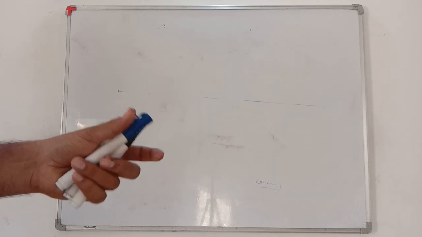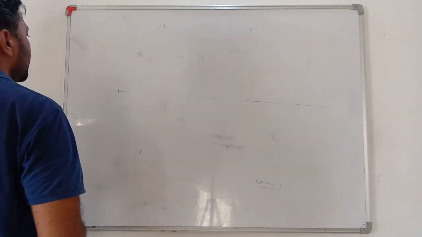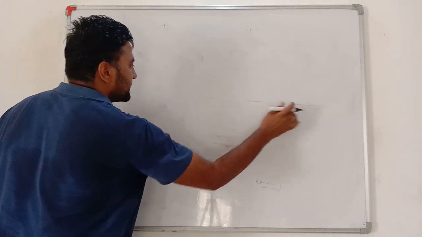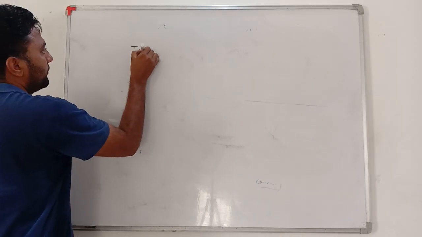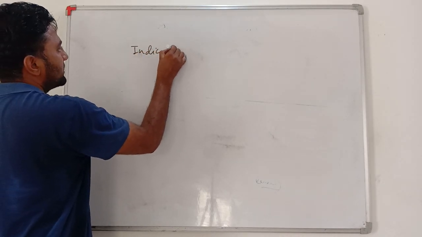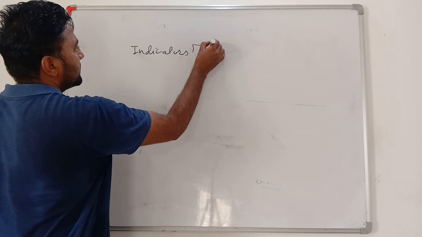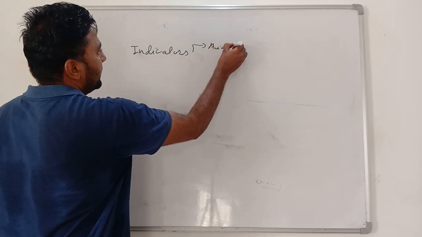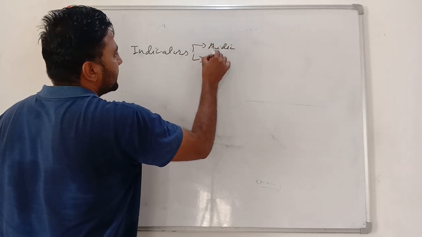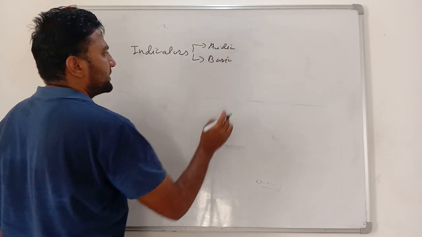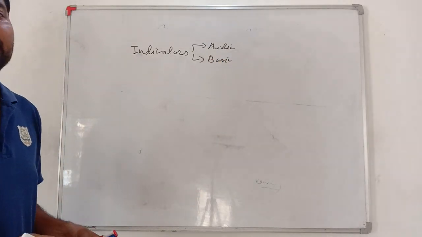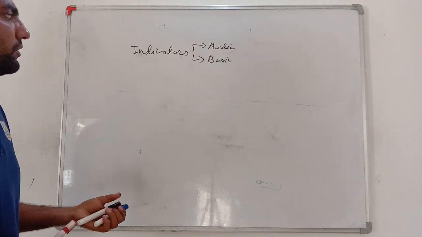Okay. As we all know, what are indicators? Indicator gives us hint whether anything is acid or base. See, my dear student, we know what are indicators. They tell us whether anything is acidic in nature or whether anything is basic in nature. But they don't give any hint whether anything is strong acid or weak basic.